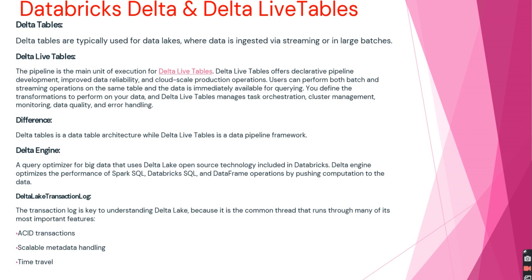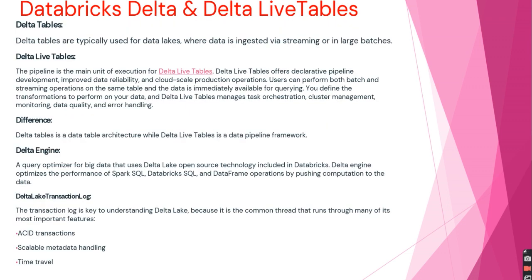There are several other terminologies and components as well, and I've included these major ones. You can go through the other ones on the Databricks website. The transaction log is the key to understanding Delta Lake because it is a common thread that runs through many of its most important features: ACID transactions, which are atomicity, consistency, isolation, and durability, then scalable metadata handling and time travel.